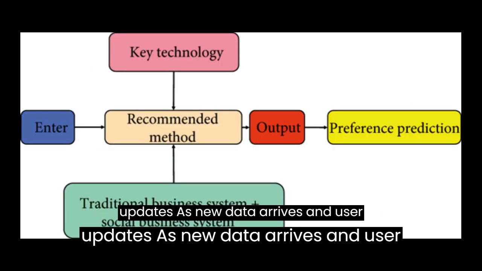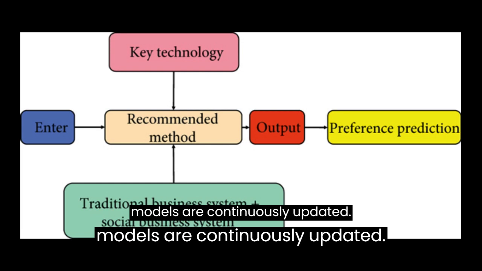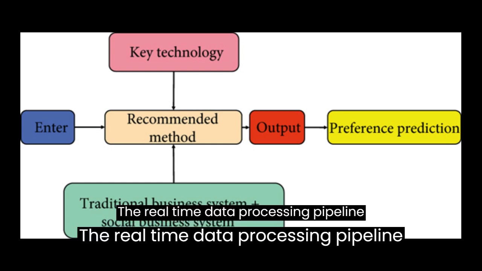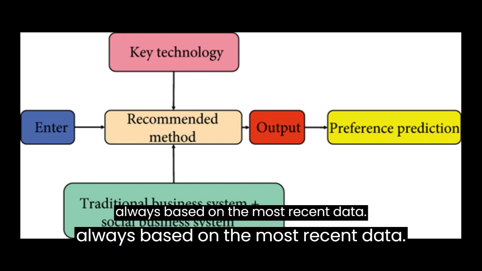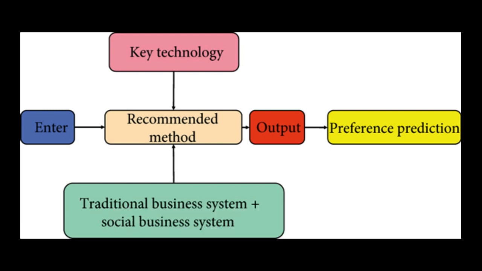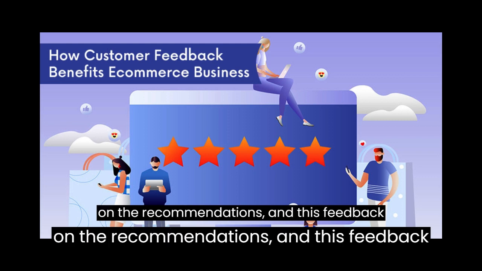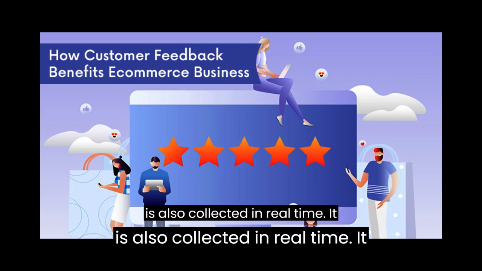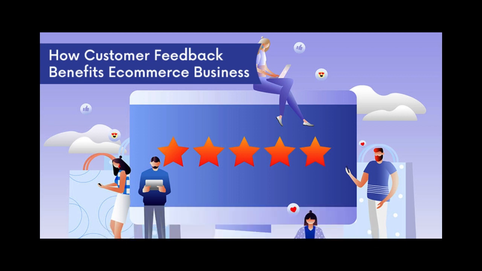Recommendation updates. As new data arrives and user behavior changes, the recommendation models are continuously updated. The real-time data processing pipeline ensures that the recommendations are always based on the most recent data. User feedback. Users may provide feedback on the recommendations, and this feedback is also collected in real time. It can be used to further refine the recommendation models.